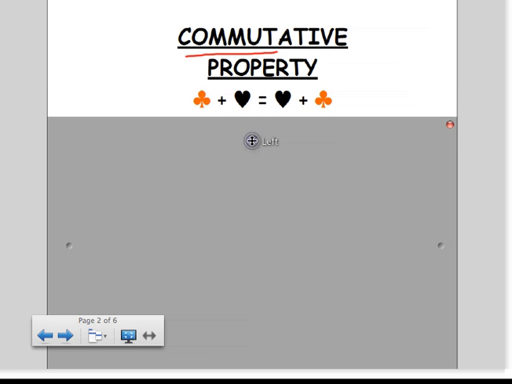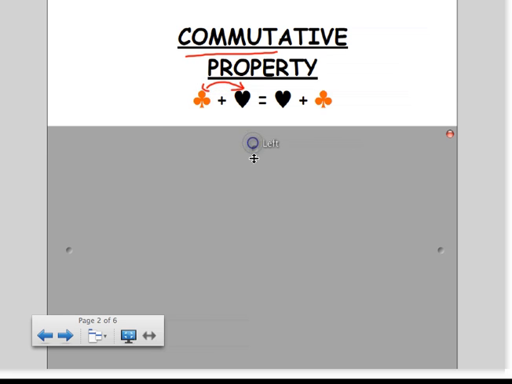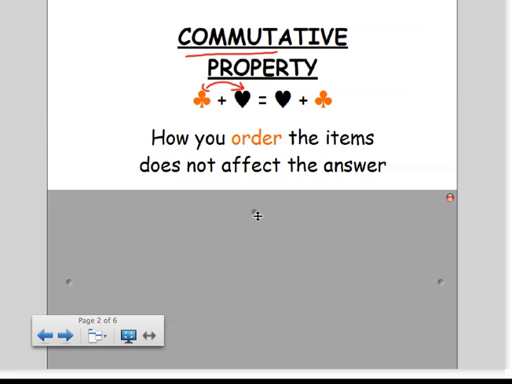The commutative property says that if we change the order of something, if we move them around, it doesn't change the answer. So if I have club plus heart, and I change the order, it's going to be the same thing as heart plus club. So how you order the items does not affect the answer. And you'll see that this works for addition and for multiplication.